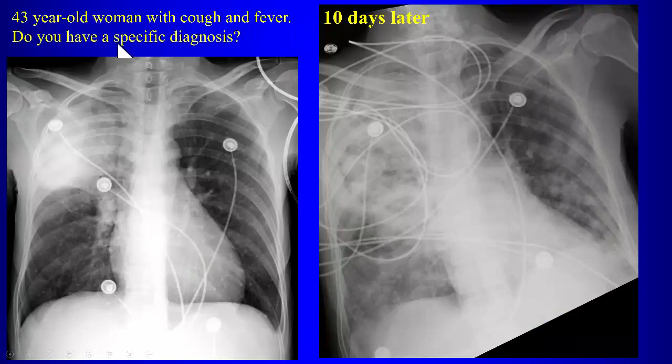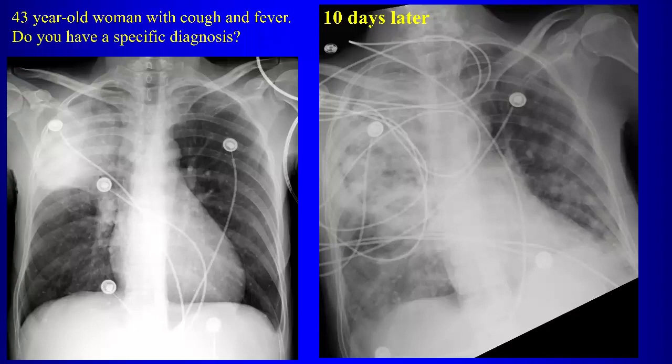All right, so here we have a 43-year-old woman with cough and fever. And then here's the x-ray presentation. Here's the x-ray 10 days later. So what do we see there at presentation? What do we see 10 days later? Tell me. What are the findings first? Right upper lobe consolidation. Yeah, so we have a lobar pneumonia there, right upper lobe consolidation. What happens 10 days later? Is it better or worse?